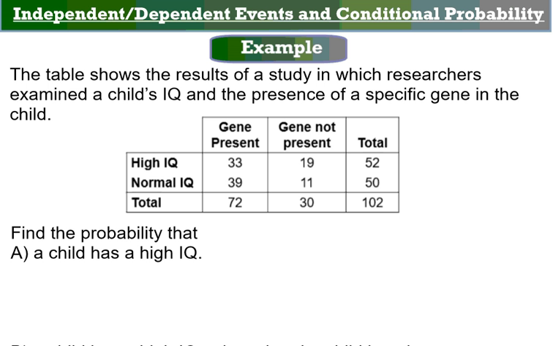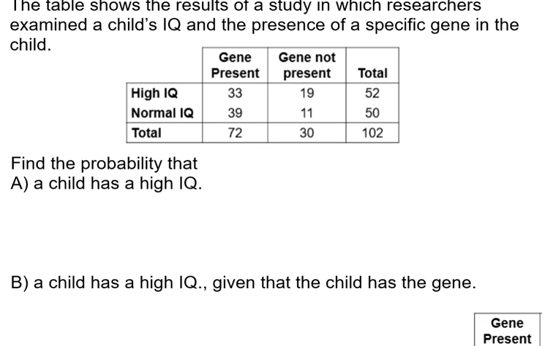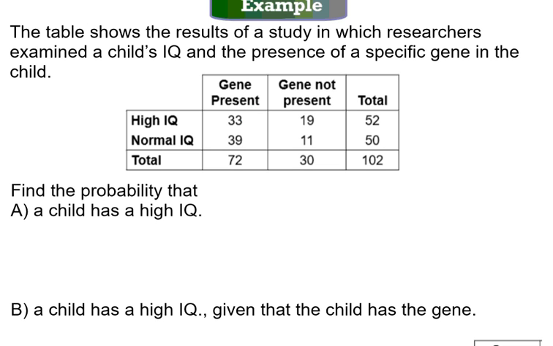So first question, actually let's just make sure we can read the table. For example, just denoting the items in the table, this 33 means that there were 33 children where the gene was present and they had a high IQ. This 11 means there were 11 children where the gene was not present and they had a normal IQ.